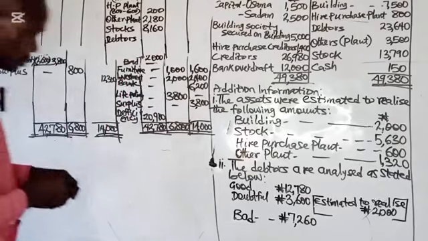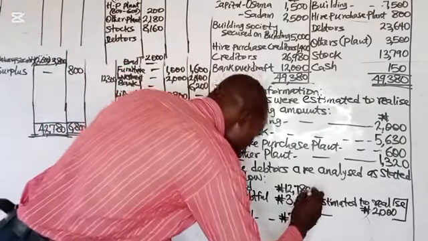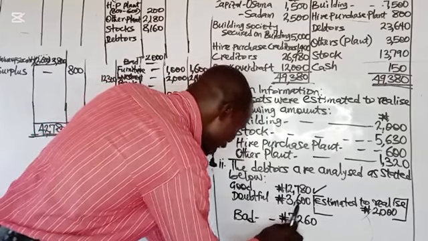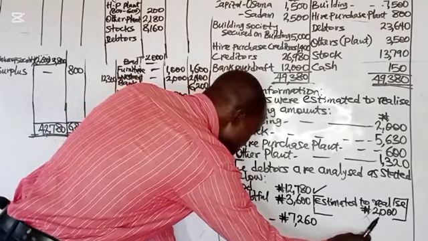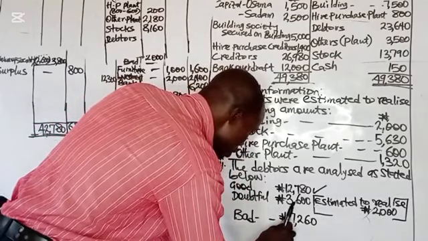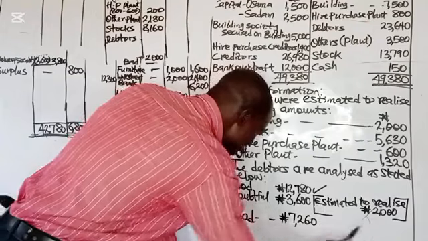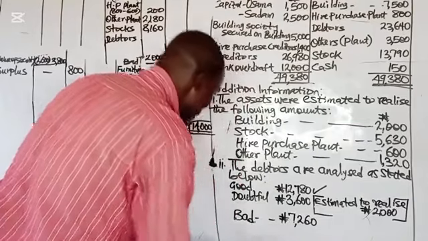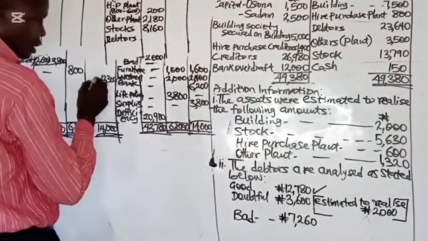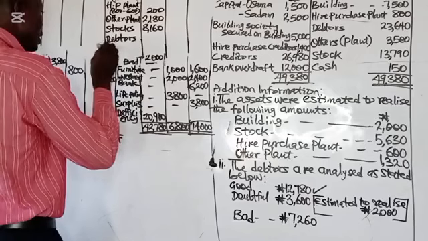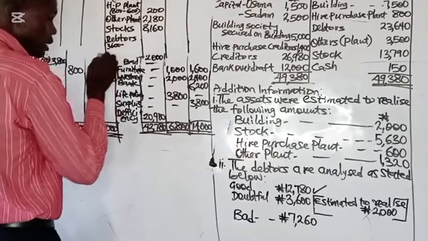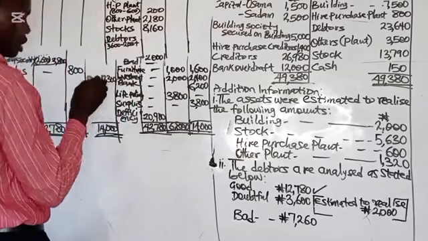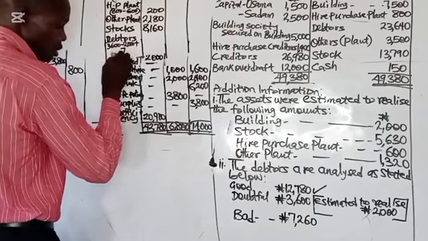Debtors, the bad debts. This one is good. That means it is fully recovered. But this one, 3,600, only 2,000 can be recovered. 1,600 will be bad. So the 1,600 plus 7,260, that will give you the bad debts. 3,600 minus 2,000 plus 7,260.